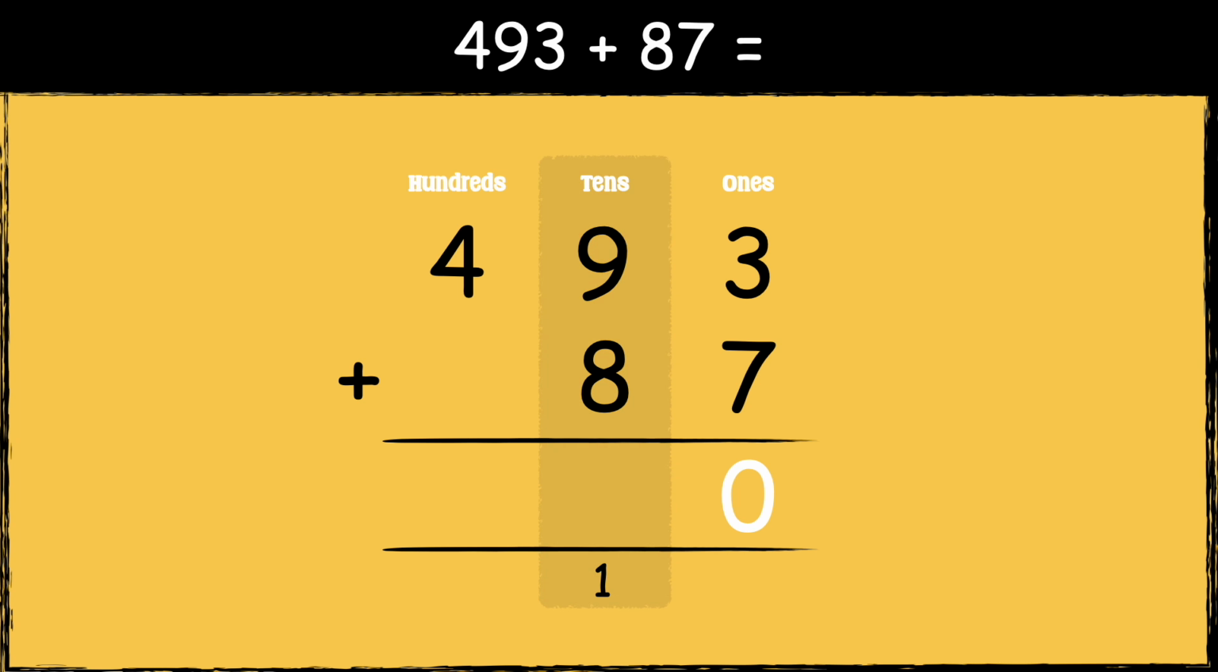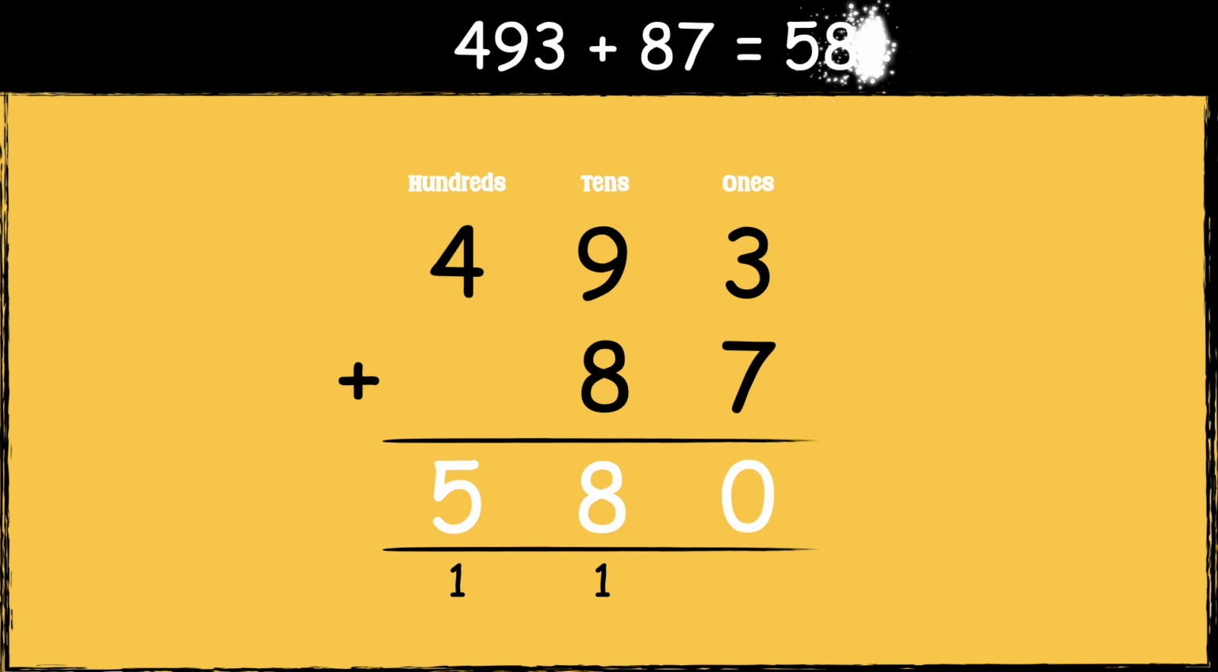Now we need to add the digits in the tens column. So 9 add 8 add 1 equals 18. We carry the 1 below in the hundreds column. Now we need to add the digits in the hundreds column. 4 add 1 equals 5. So the answer is 580.